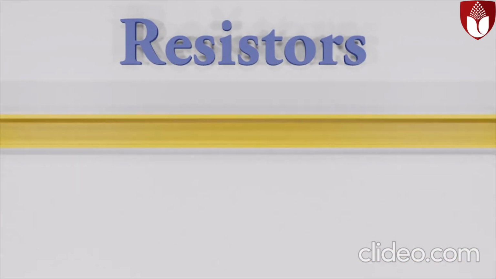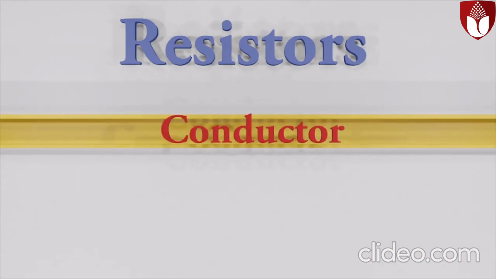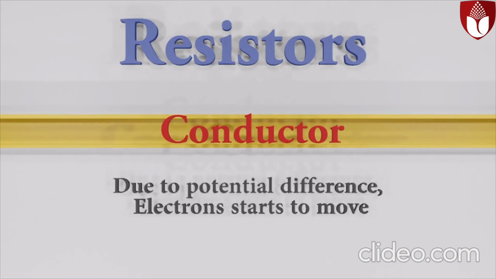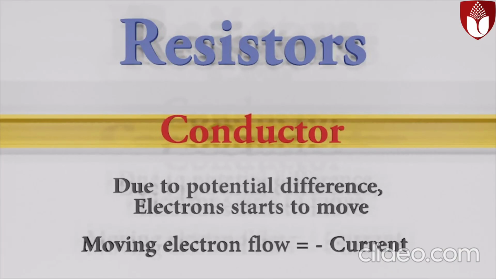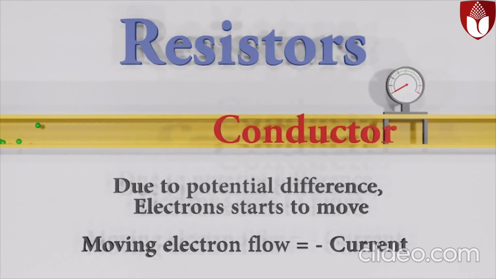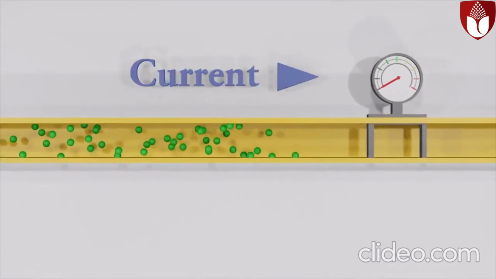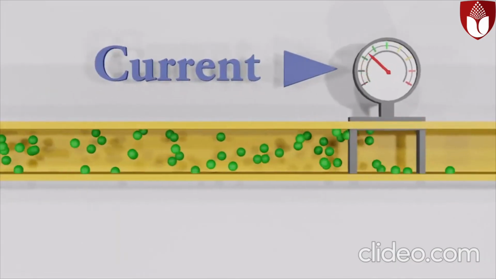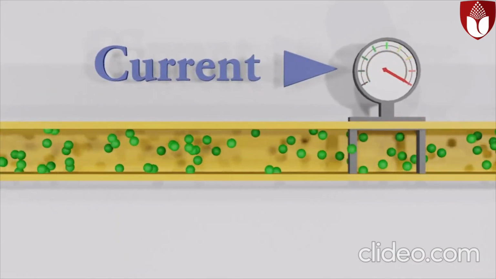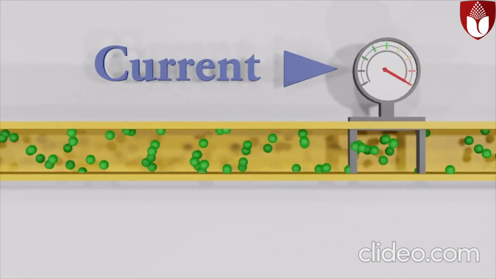This is a conductor. Assume it has zero resistance. If we apply a voltage difference, then the electrons start to move through the conductor. A moving electron flow is a negative current flow. We can measure the amount of current using an ammeter. Here we have a very high current because the conductor has no resistance to slow down the electrons. They move at full speed.